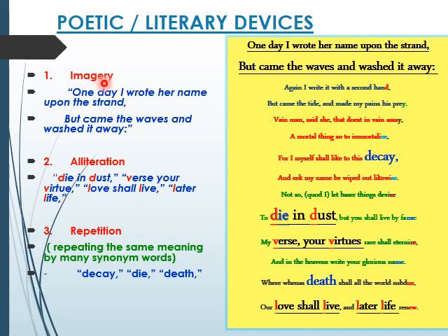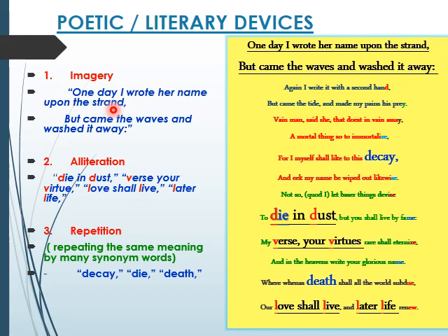Look at this. Imagery is the image that the poet creates through words, which imitates one of the senses: the eye, describing a certain scene as in the poem, or hearing. Here, imagery: One day I wrote her name upon the strand. So here, the poet is creating a visual image for us. Okay.